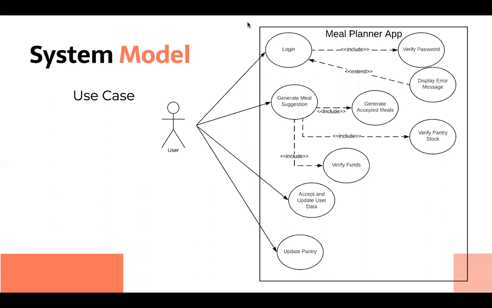And of course, update your pantry. So if you go grocery shopping every 2 weeks, or every month, you can update the app and say, well, I now have these food items, so that the app can now suggest more food items.